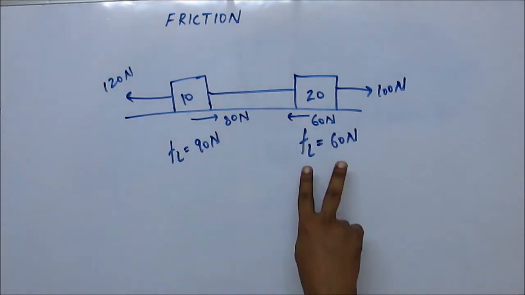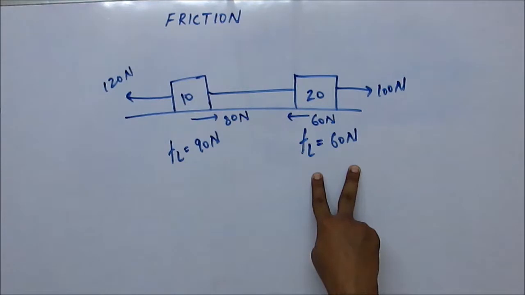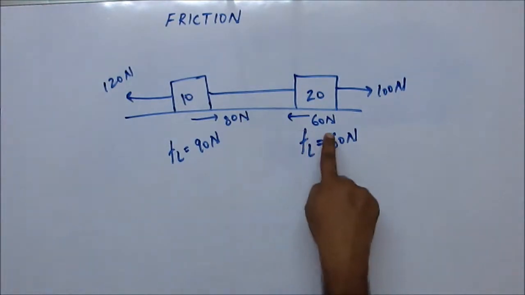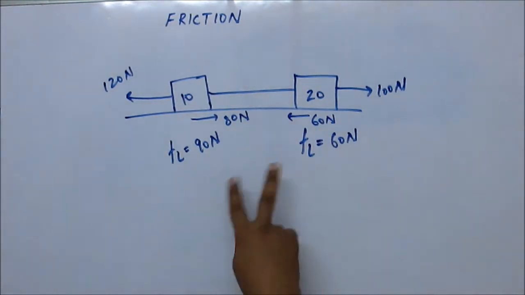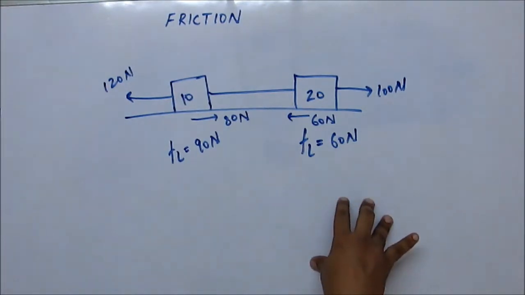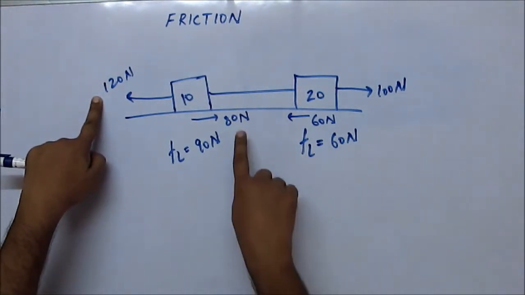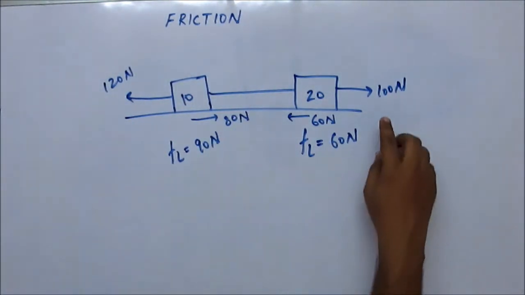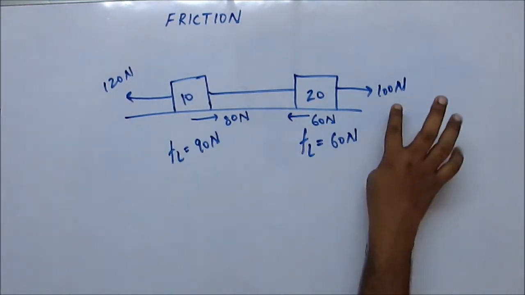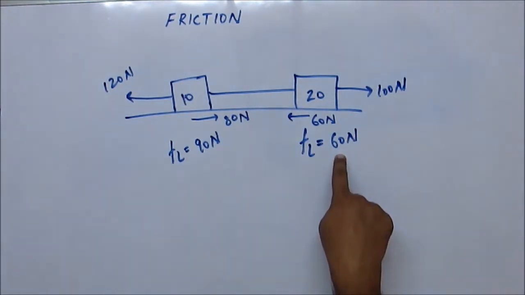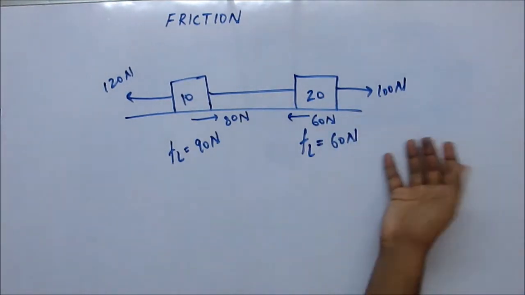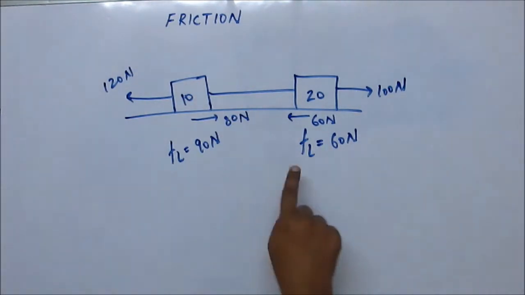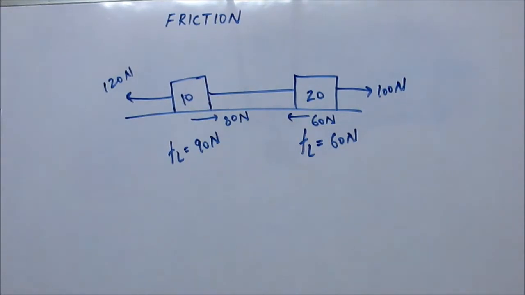at least at one end, the whole of the limiting friction should act. Because if that is not the case, if the whole limiting friction is not acting at least at one end, then what would happen? The block will start to move. At least one of them will start to move. If you have applied 120 Newton and if this is not completely 90 Newton, it will have a tendency to move. Similarly, if the external force is 100 Newton, and if you're not applying completely 60 Newton, then this block will have a tendency to move. At least one of them will start to move. That's why at least at one end, total limiting friction should act.